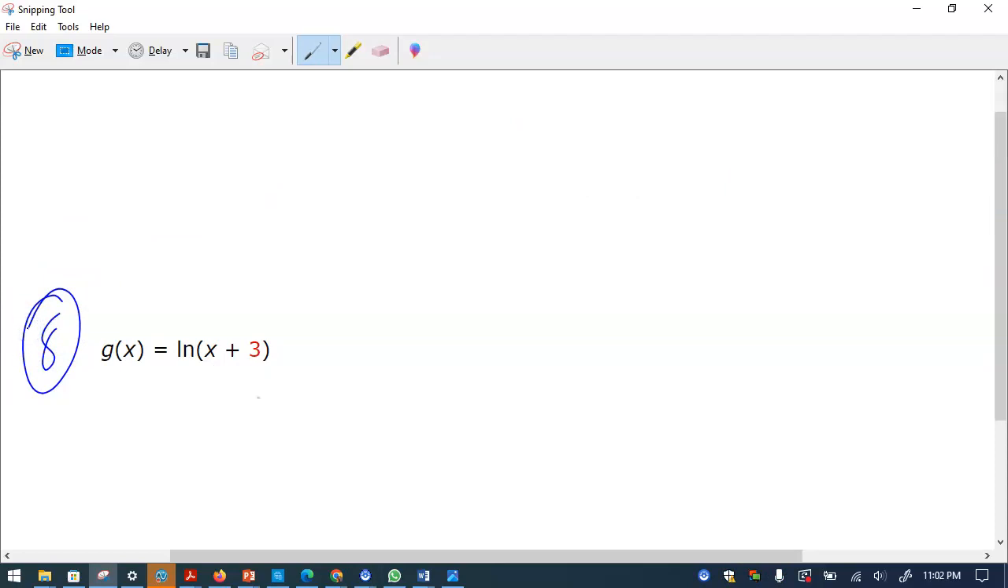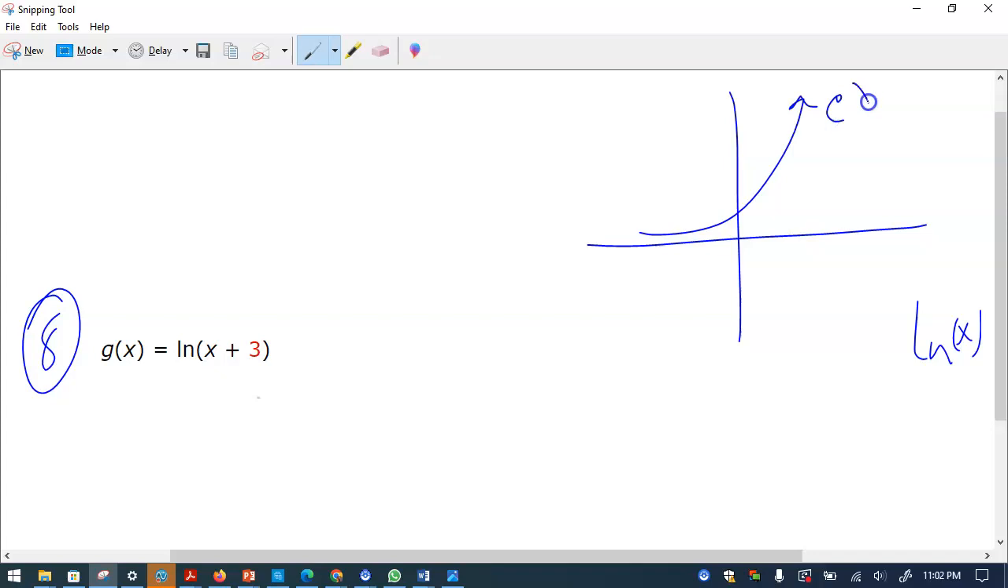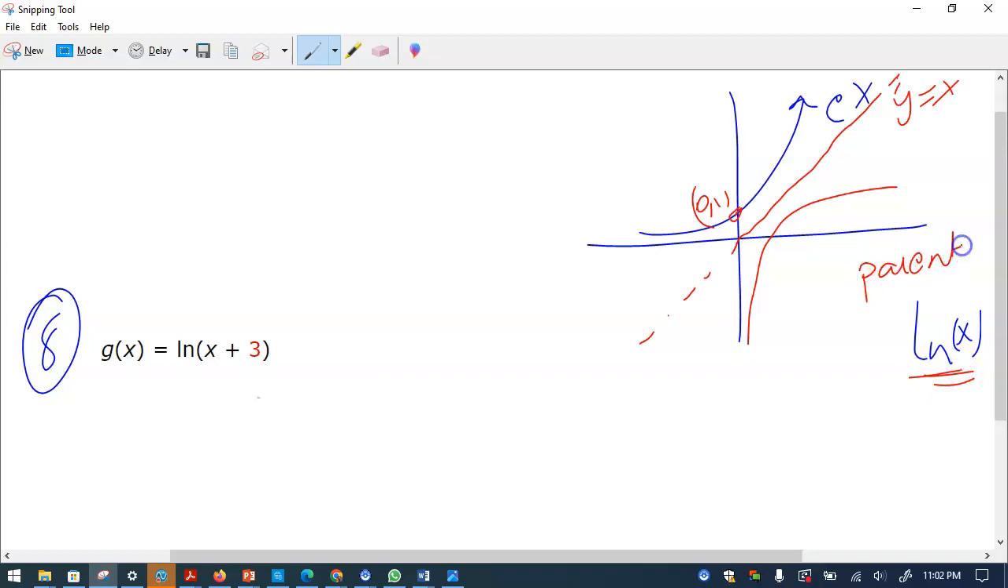Now for this we need to know what e raised to x is. Remember what ln of x is. If this is e raised to x, then the inverse function of e raised to x is the reflection over y equals x. So if this is 0, 1, then this has to be 1, 0. So the graph, this is the ln of x. That becomes the parent function, ln of x.